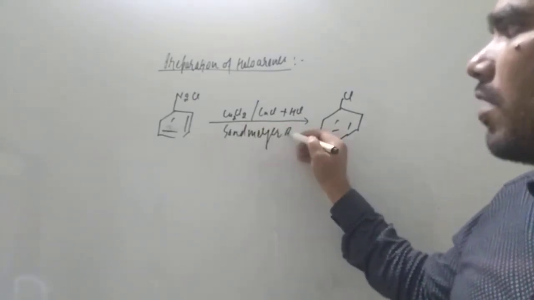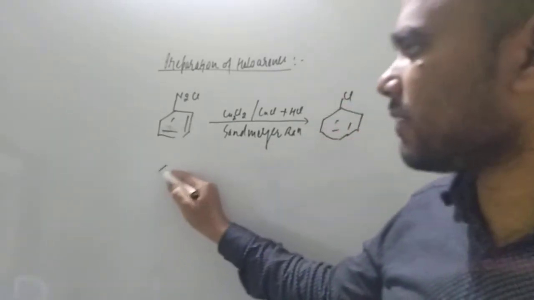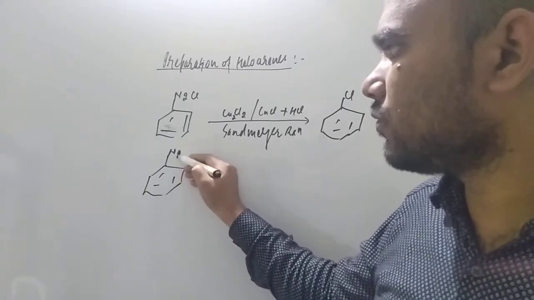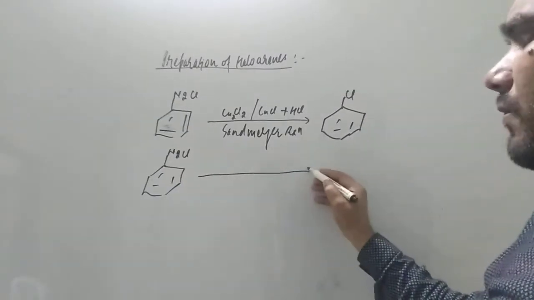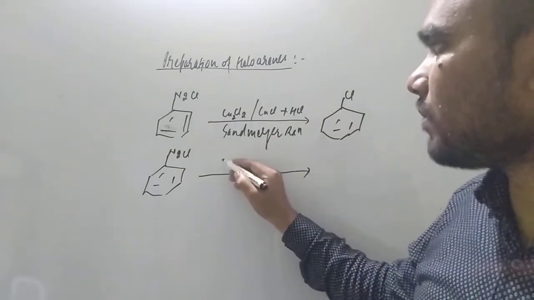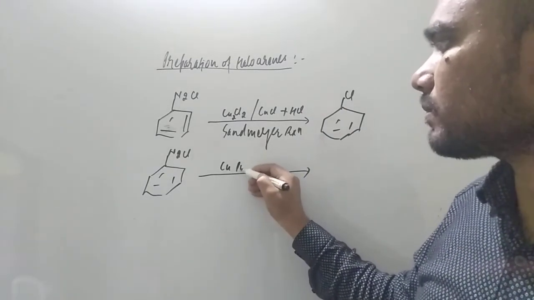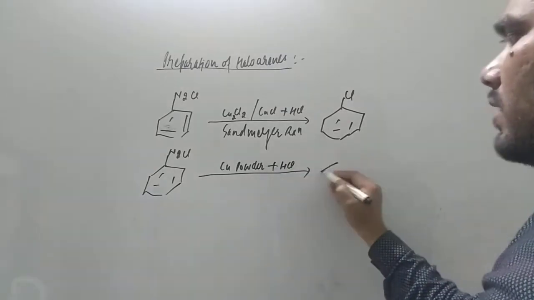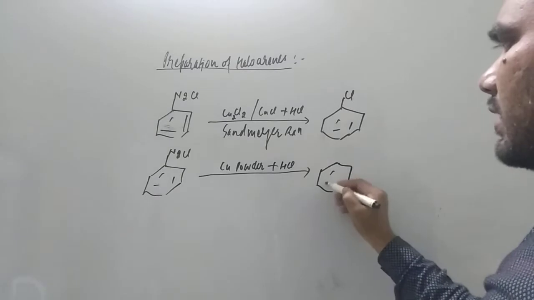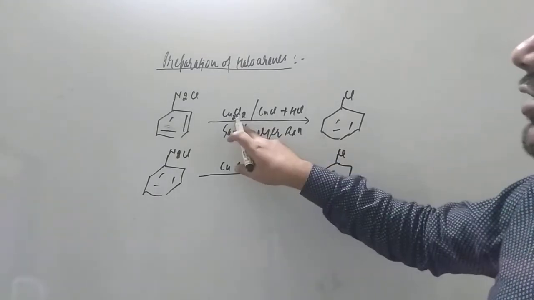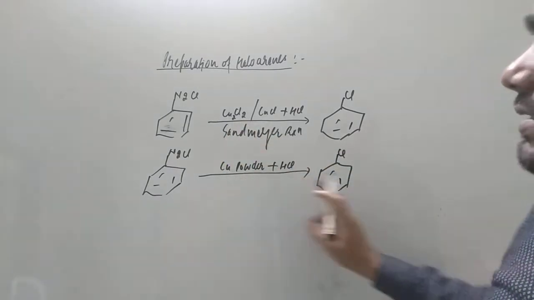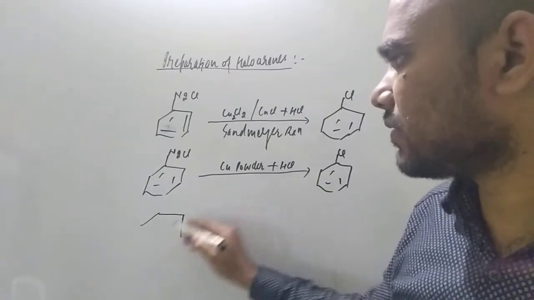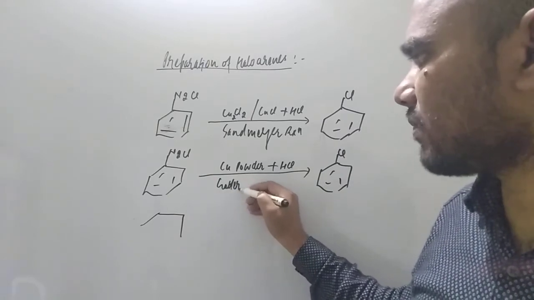Similarly, if you take the same compound, benzene diazonium chloride, N2Cl, and treat it with copper powder plus any acid, it will directly give chlorobenzene. So either you take cuprous chloride or copper powder, you get the same product. Next one is the Balz-Schiemann reaction, and this one is the Gattermann reaction.